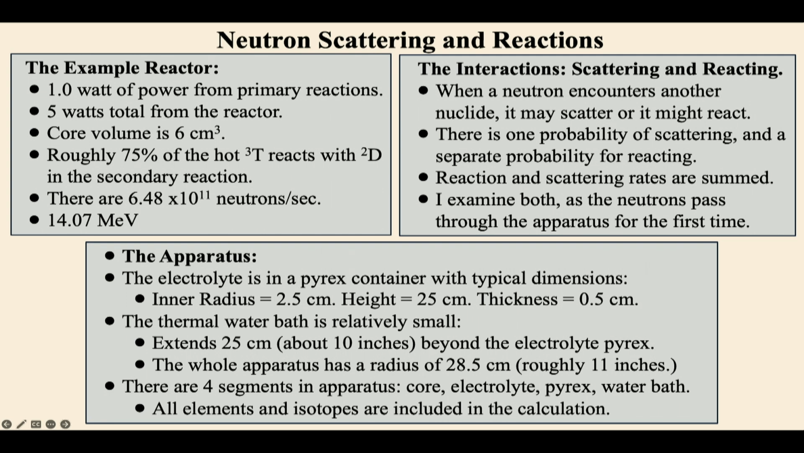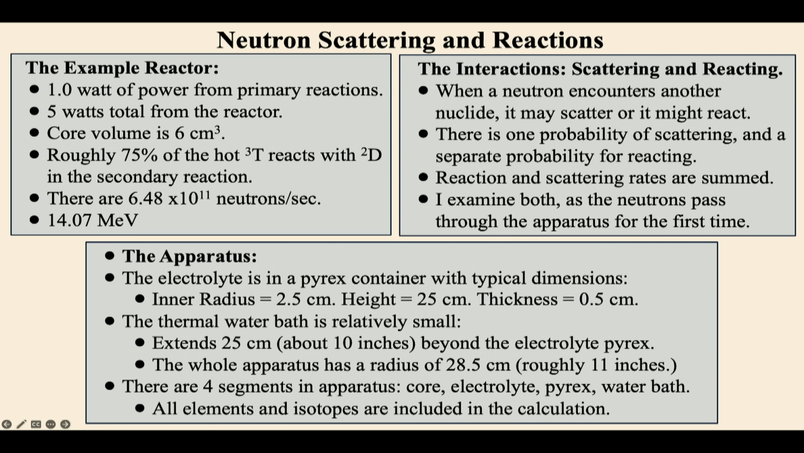I have previously calculated that 75% of the tritium will react with another deuterium to produce 6.48 times 10 to the 11th neutrons at 14.07 MeV. I want you to remember that number, 6.48 times 10 to the 11th. Now the interactions are both scattering and reacting. When a neutron encounters another nuclide, it may scatter or it may react. There is one probability for scattering and a separate probability for reacting. Reaction and scattering rates are summed.